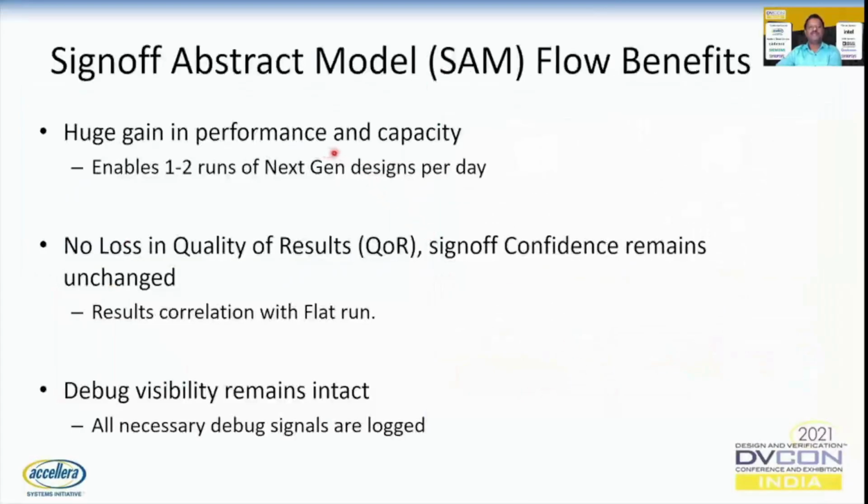Using SAM flow, designers are empowered with the ability to perform multiple experiments with practical runtimes. Multiple iterations, which we as a design team are looking to perform in practical runtimes, are possible with SAM flow. No loss of QR and well-correlating results with the flat flow help in signing off the design with confidence. The abstracted model contains the relevant logic and signals. This allows the designer to debug the issues with great ease. This is definitely different as compared to the black box or ILM-based methodology.